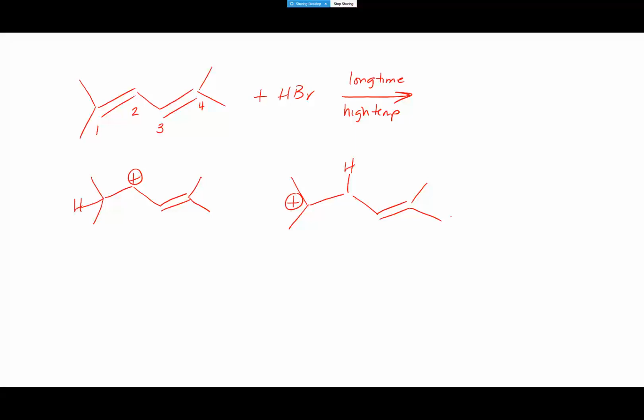What definition of Markovnikov are we using? The strict Markovnikov definition, which says you add the H to the carbon with the most hydrogens? Or kind of the modified one, which says you add the H to the carbon that forms the most stable carbocation intermediate? They're not in this case. Or are they? They are.